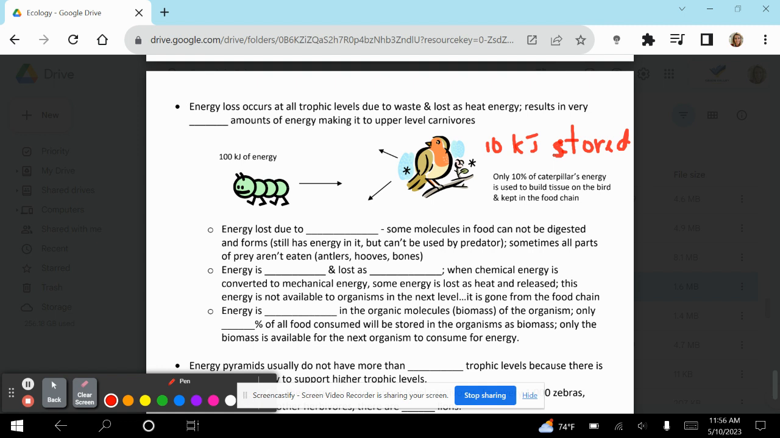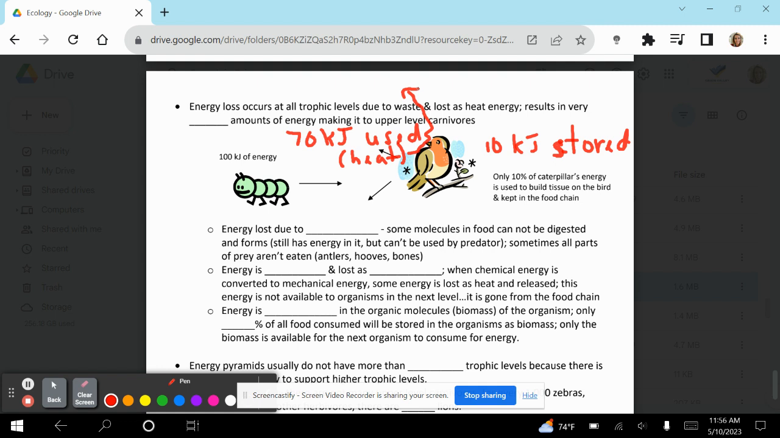That bird is probably, I'm just going to say, around 70 kilojoules of the energy that the bird got from the caterpillar are going to be used. This bird's going to fly around. It has to use energy for its heart to beat. It has to use energy to maintain its body temperature. And then that energy gets converted into heat, and that heat gets lost from the bird and put into the environment. So that energy is gone from the food chain.